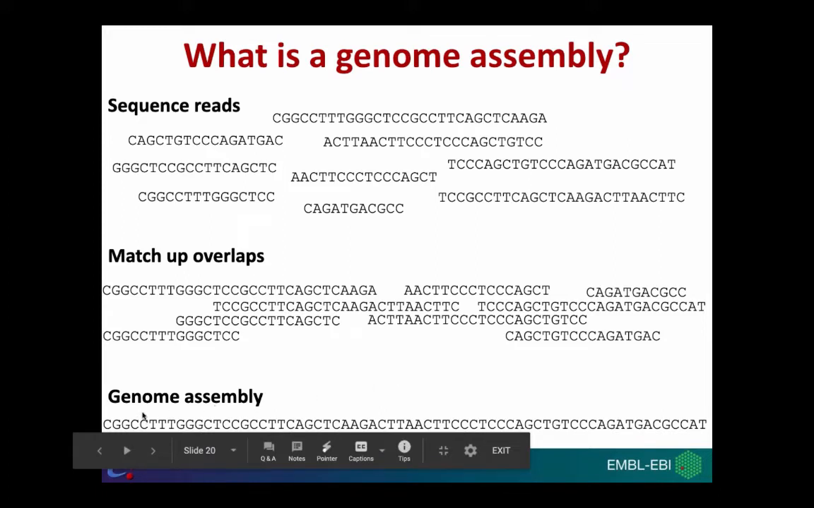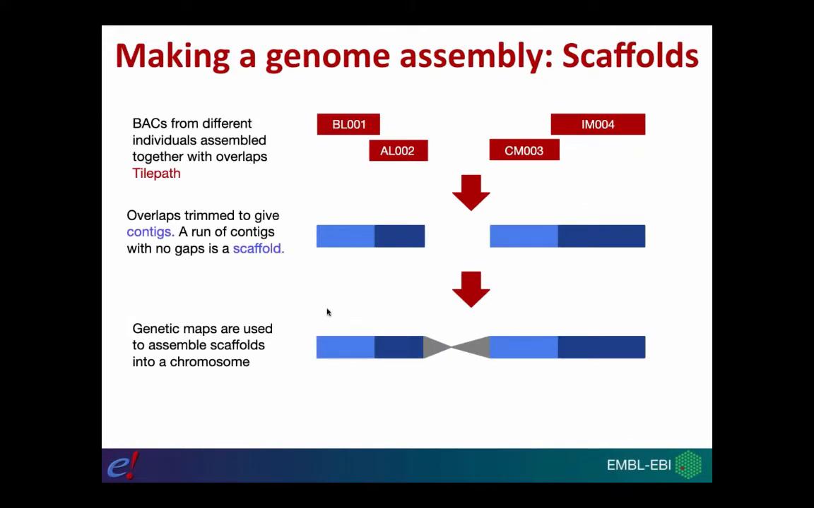So it's just important to remember that when you're looking at Ensembl and any other genome browsers, what you're actually looking at is the genome assembly, which is basically the inferred sequence based on where these reads overlap.